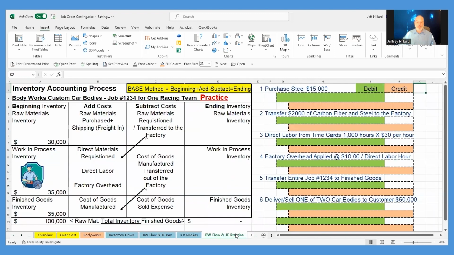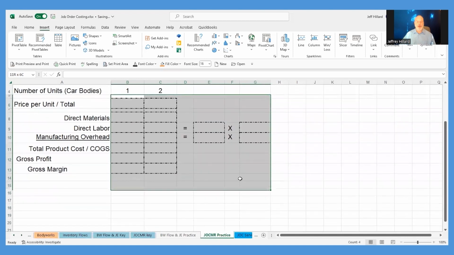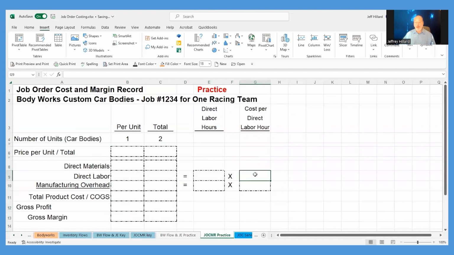Now, if you go get this file, you can work through these exact same transactions here and check it back to the key, fill it in over here and work through this by yourself for additional practice. And also in this file is a practice sheet for your job order cost records. And then remember that you have a different rate for factory overhead and direct labor. So good job on that.